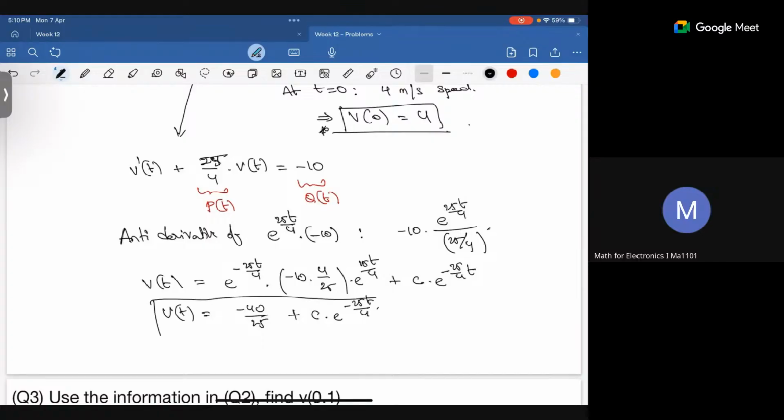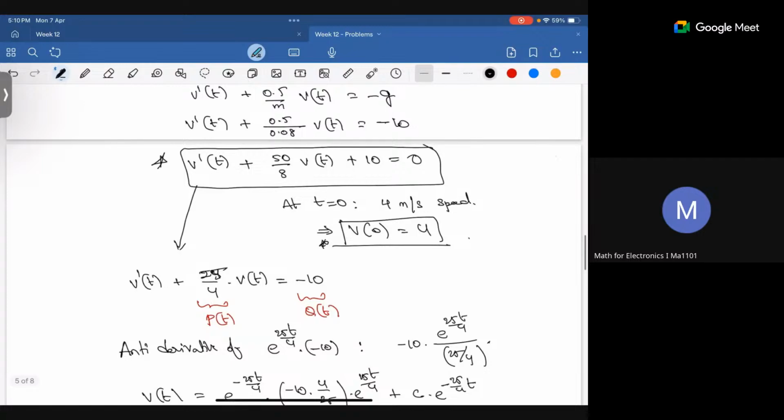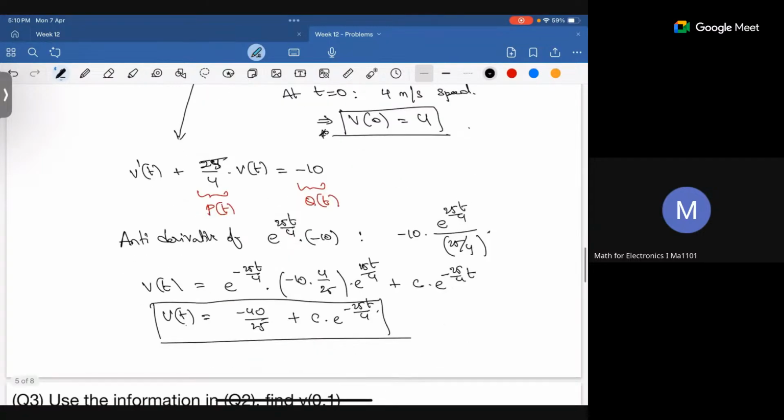Once you have this v(t), c is unknown to us, but we can use the initial condition, right? So the initial condition v(0) is 4. You just have to substitute t equals 0. You will have 4 is equal to minus 8 by 5. What I did is substitute t equals 0.